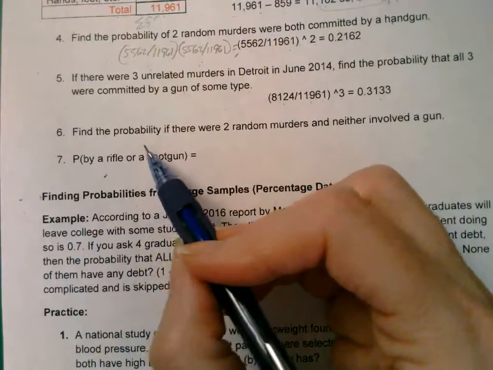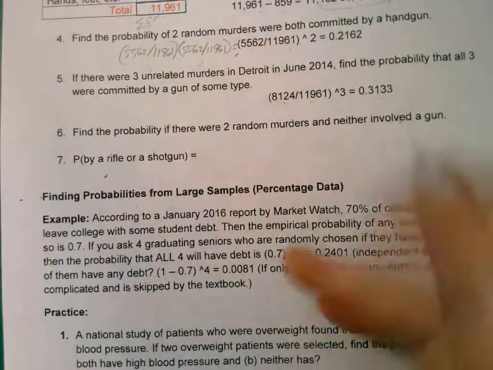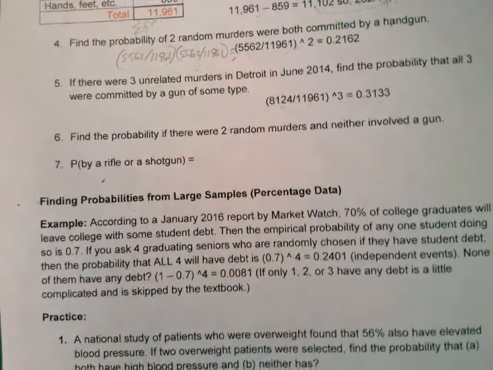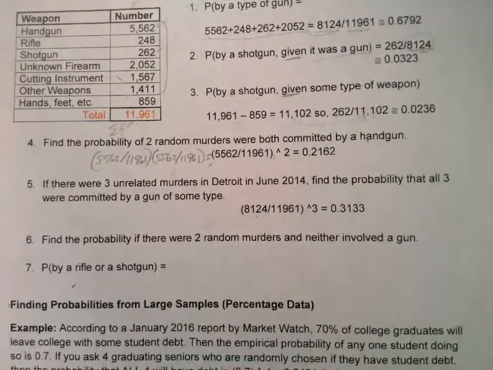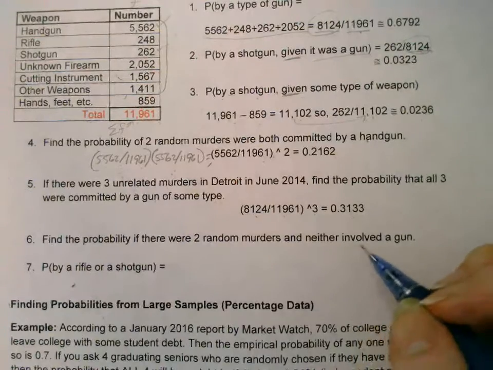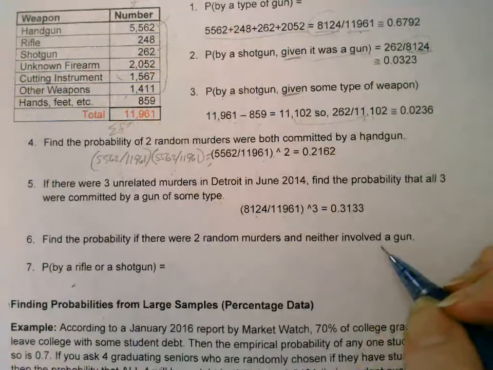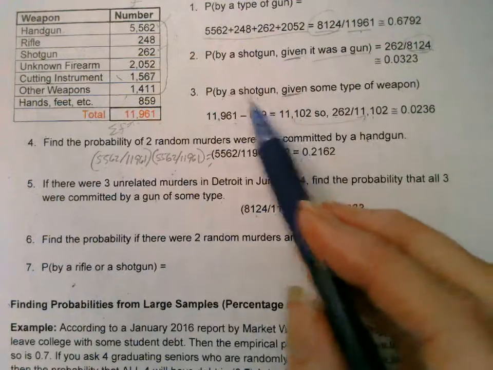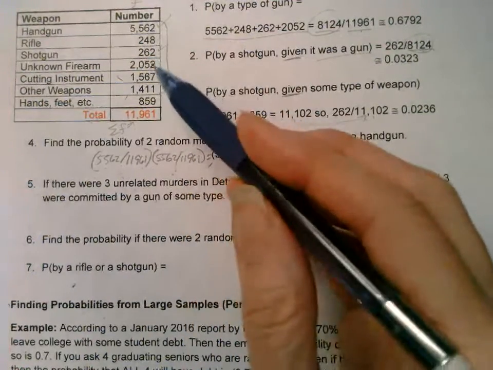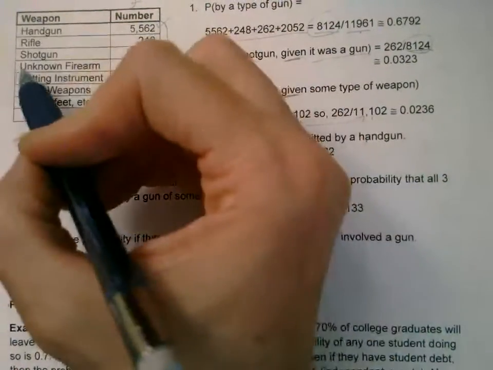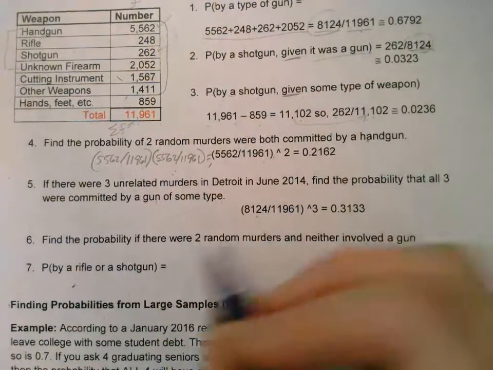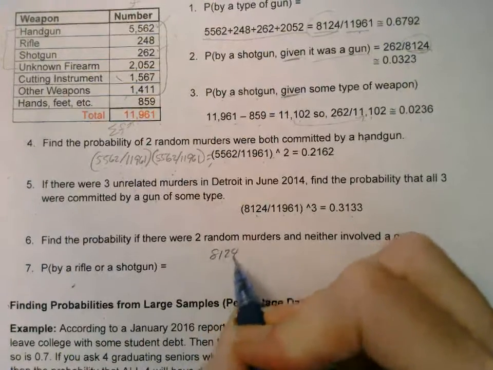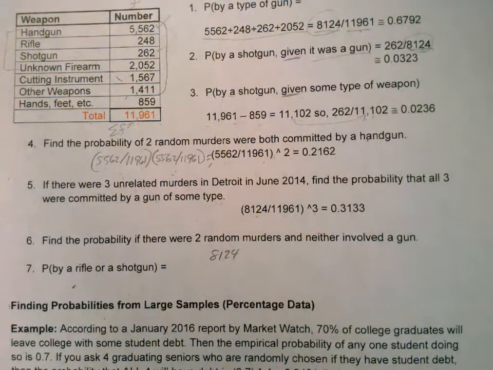The probability if there were 2 random and neither involved a gun. I actually don't want to keep this down here. The probability there were 2 random murders and neither involved a gun. So these, let's see, where's our gun number? Our gun number was here, type of gun. So that's the 8124 for neither type of gun.